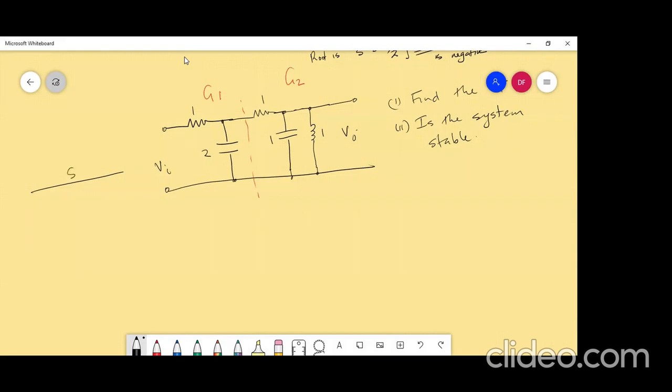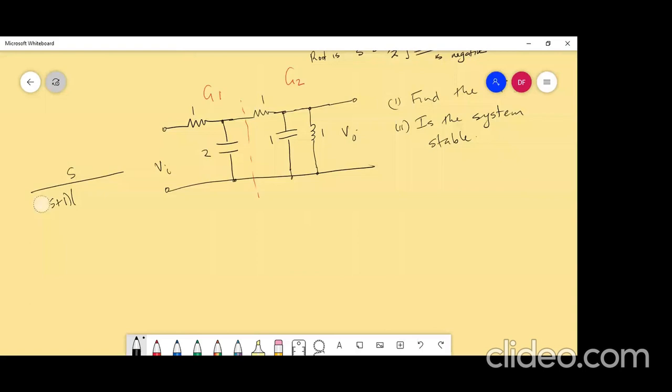S over 2s cubed plus 3s squared plus 3s plus 1. Correct. Sir, I get S over (2s plus 1) all squared. No, I disagree with that one.